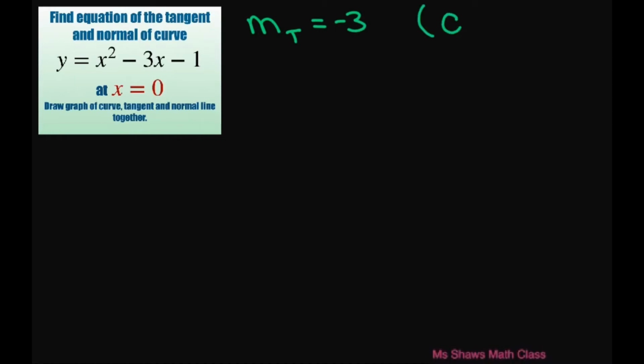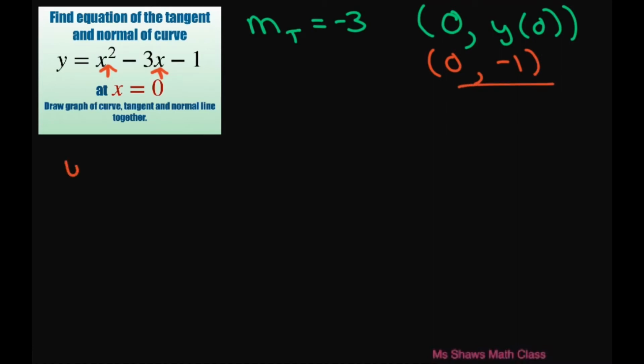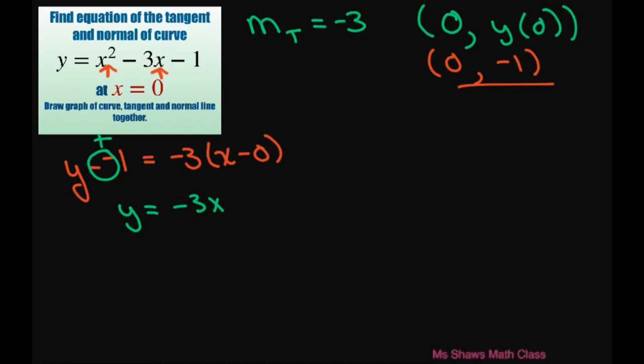It passes through the point 0, comma, y of 0. So that's going to be 0, comma, when you substitute in 0 into these x's, you're going to get negative 1, which is actually the y-intercept. So let's write this out. We're going to have y minus a negative 1 equals negative 3 times x minus 0. And this is just going to give you y equals, this is going to end up being plus. So you have negative 3x, and so subtract 1 from both sides, that's going to be minus 1. So that's the equation of the tangent.